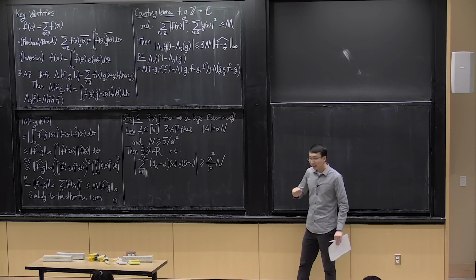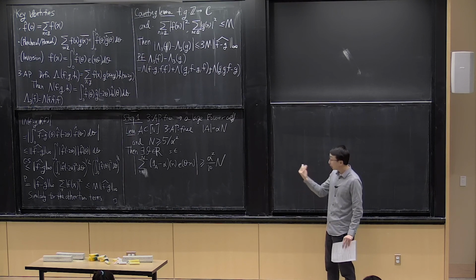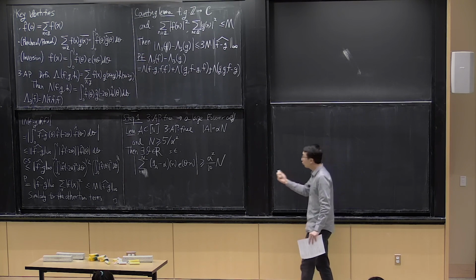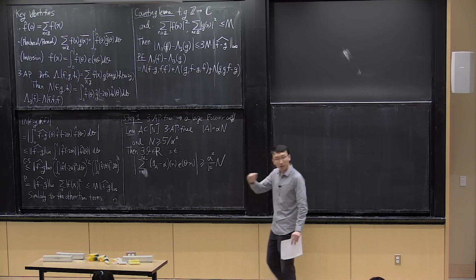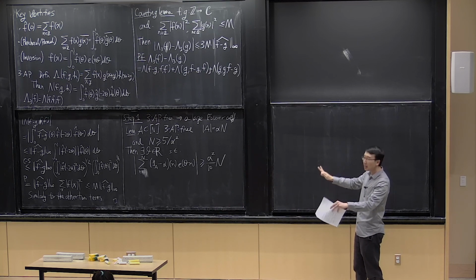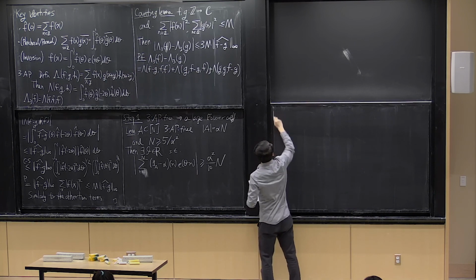Okay, any questions about the statement? Yeah, so this demeaning is really important. That's a very common technique whenever you do these kinds of analyses. So make sure you're looking at functions with mean 0. Let's see the proof.